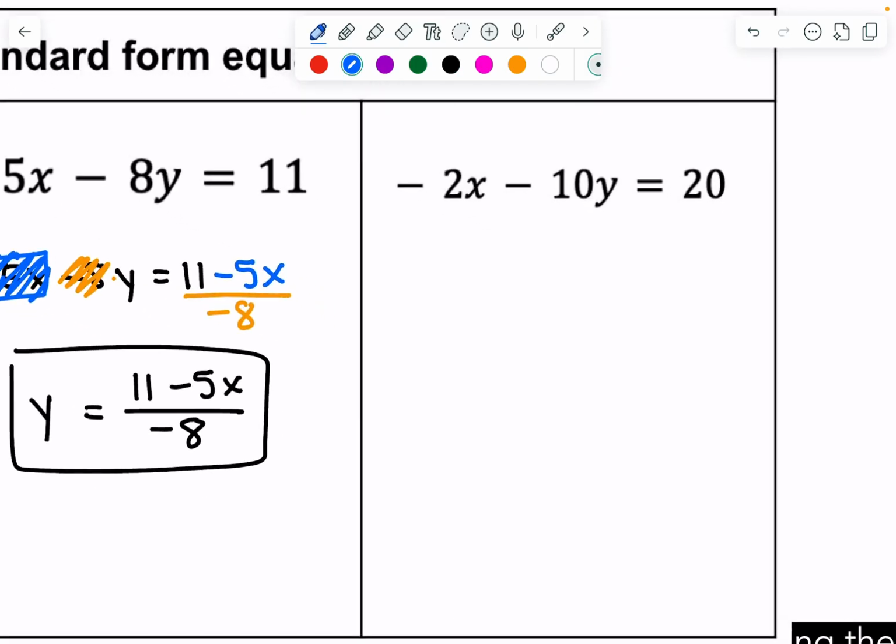Let's try one more time. Okay, so I have negative 2x. I'm going to change that to a positive 2x over here. Then I have this number, negative 10, in front of my y. I'm going to divide by negative 10 and delete this.